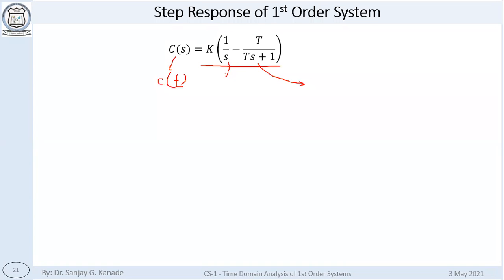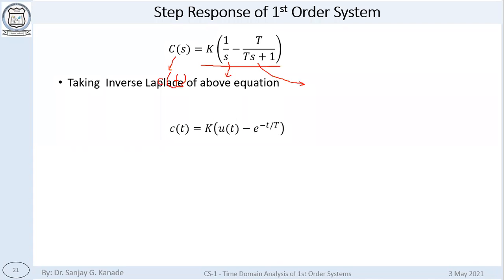And what about this 1 by S? The inverse Laplace transform of 1 by S is U of t, the unit step, or simply 1. So if we take the inverse Laplace of this, what we get is K, as it is, into (U of t minus e raised to minus t by capital T). So this is the equation for the step response of a first order system.